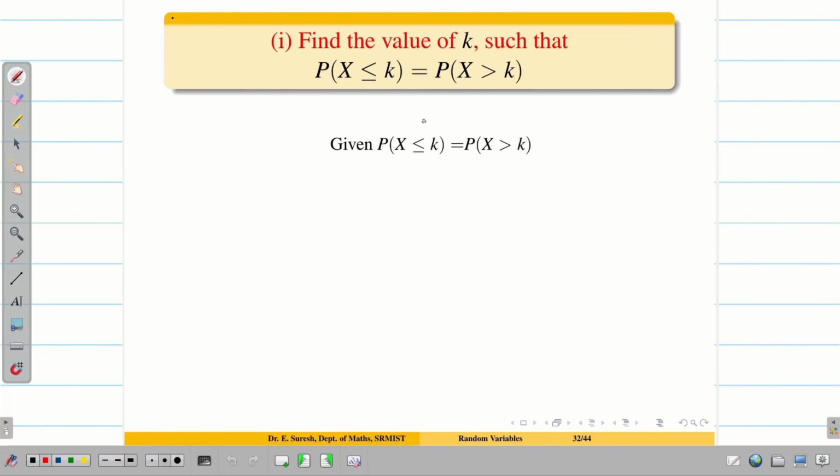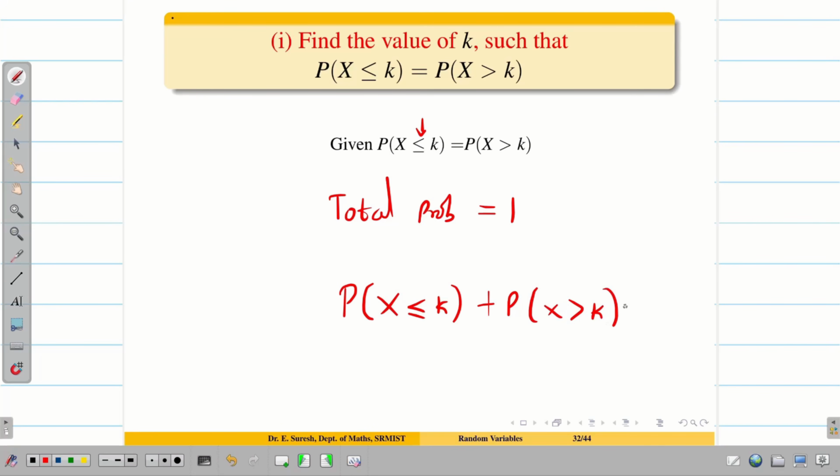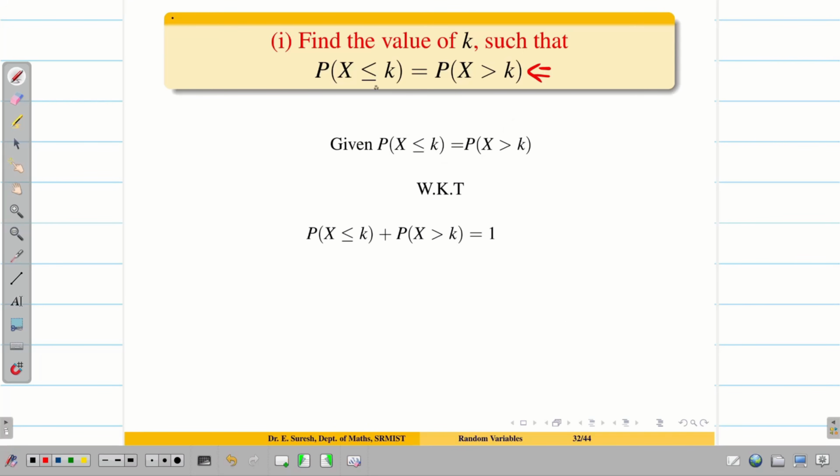Given probability of x less than or equal to k is equal to probability of x greater than k, we know that total probability is 1. Therefore, probability of x less than or equal to k plus probability of x greater than k is always equal to 1. Now, from the question, both are equal. So, I am going to rewrite this as 2 times probability of x less than or equal to k. Therefore, probability of x less than or equal to k is simply 1 by 2.